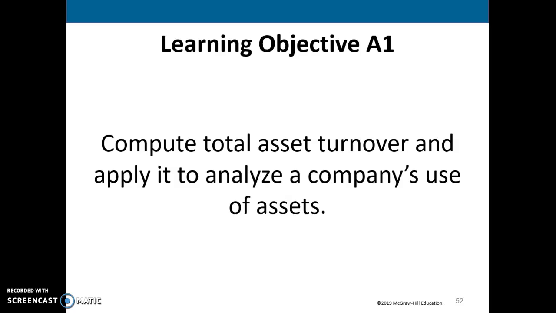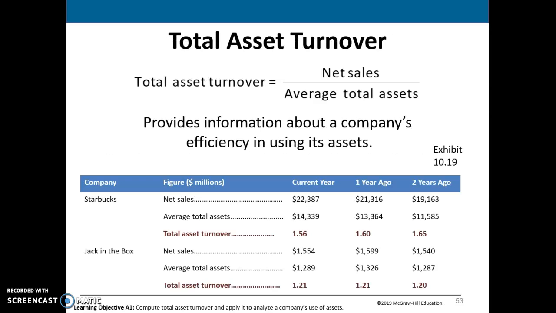All right, when we look at total asset turnover, we're going to be looking at our ratio, and it takes net sales divided by average total assets. Remember, anytime you see that word average, that means you have to add two numbers together and divide by 2. So here we have one for Starbucks and one for Jack in the Box. They have the net sales. That's what we're going to need. And then we also need average total assets.